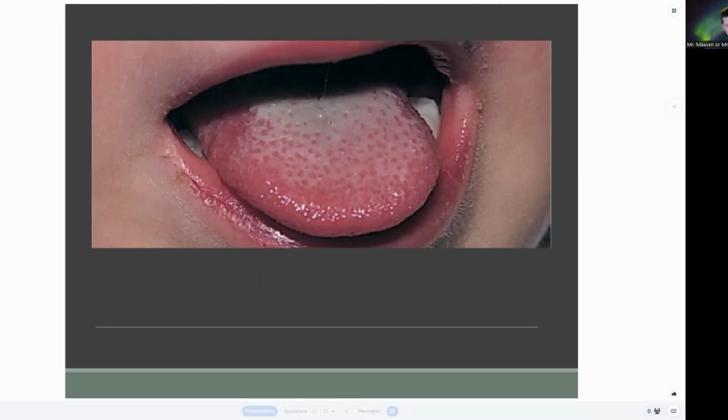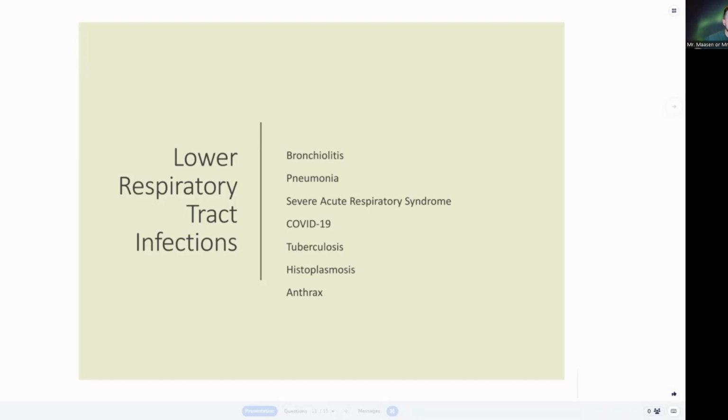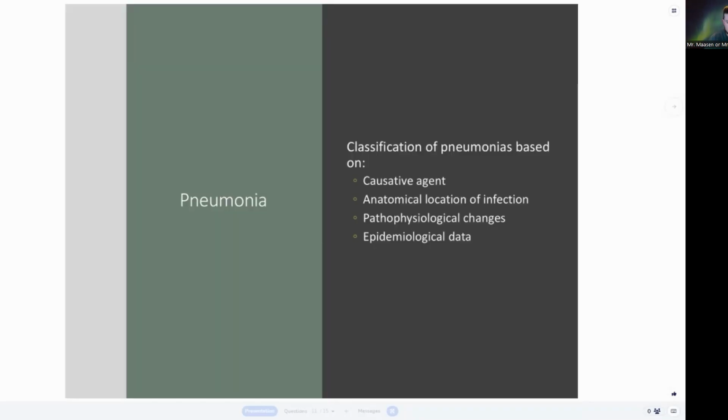So, right, make differences. So, lower respiratory tract infections: bronchiolitis, pneumonia, one of the more common ones, severe acute respiratory syndrome, SARS, COVID is now in there, tuberculosis, also known as TB, histoplasmosis, anthrax. We're not going to talk too much about histo or anthrax. Slides are trying to cover the big guys. So pneumonia is always going to be a need to know because it's probably one of the most common lower respiratory tract infections that we deal with.